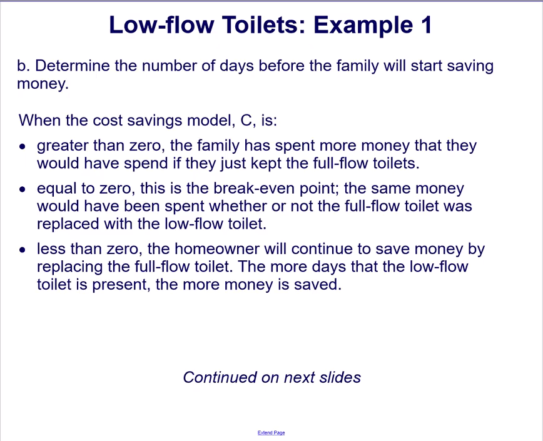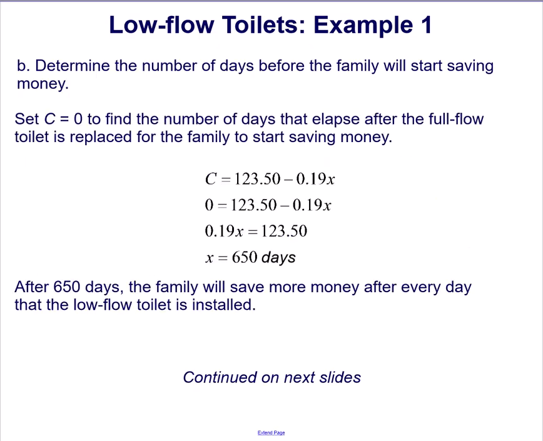Let's continue. So our strategy is this. We're going to set C equal to 0 to find the number of days that elapsed after the full flow toilet is replaced for the family to start saving money. Here's the work that we see. We start with our cost savings model. I set C equal to 0, and by solving for x, we find out that the break-even point is 650 days. So at 650 days, that's the break-even point. Let's see what happens before 650 days and after 650 days.